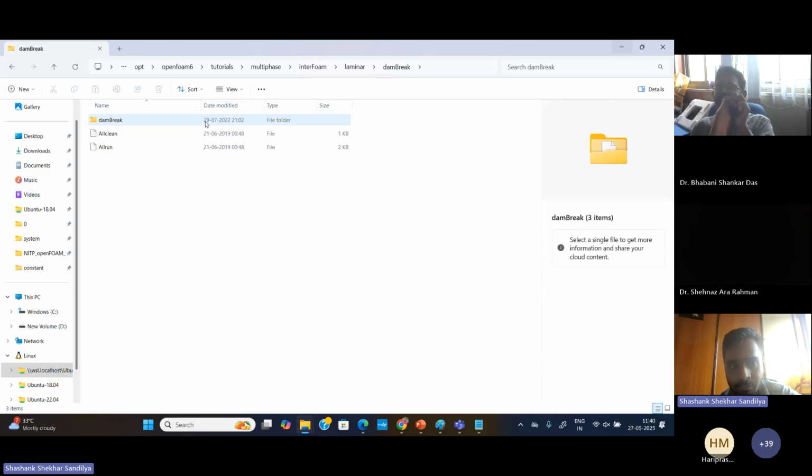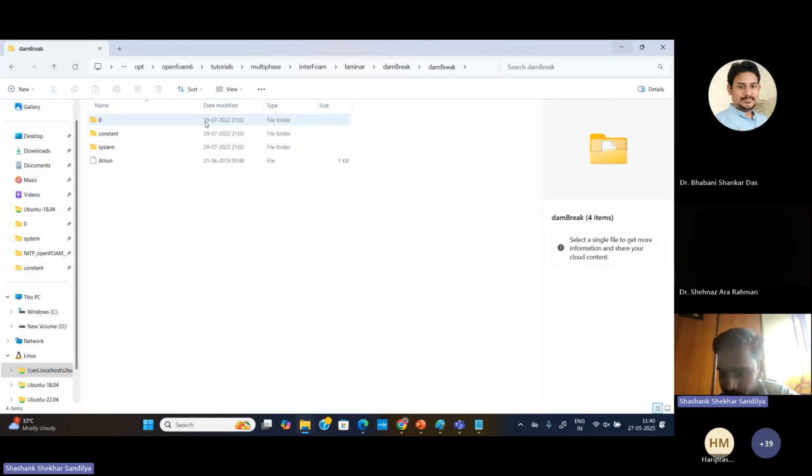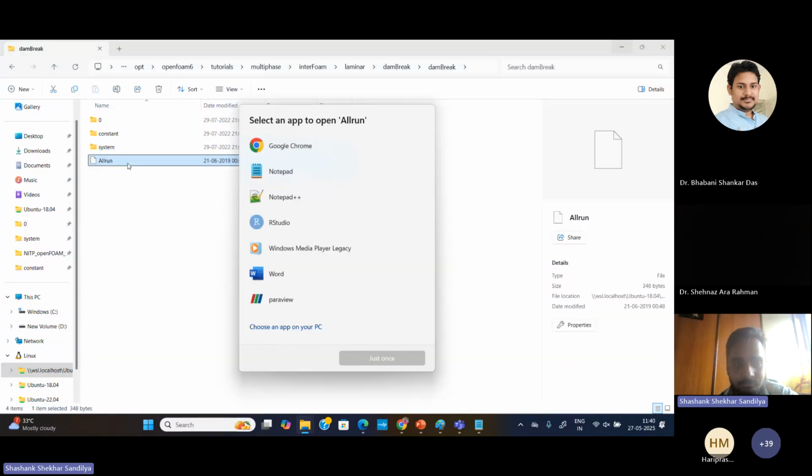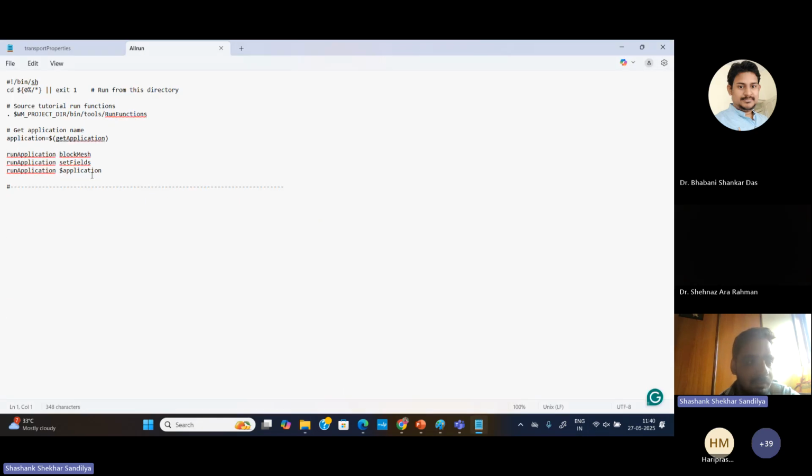In the dam break folder, we have three subfolders: zero, constant and system. Every OpenFOAM tutorial or case has these three folders. The zero folder is there for defining our boundary conditions. The constant folder is there to define fluid properties and turbulence properties. And the system folder is there for meshing, simulation control, defining our solution schemes, solvers, etc. And there is also an Allrun file. If I open this file, some commands are given. These are basic commands which need to be executed in Ubuntu so that we run our applications.